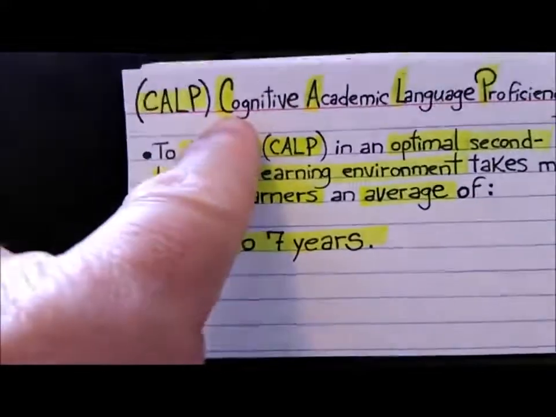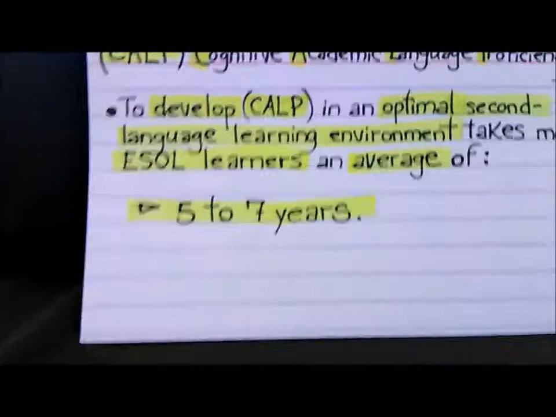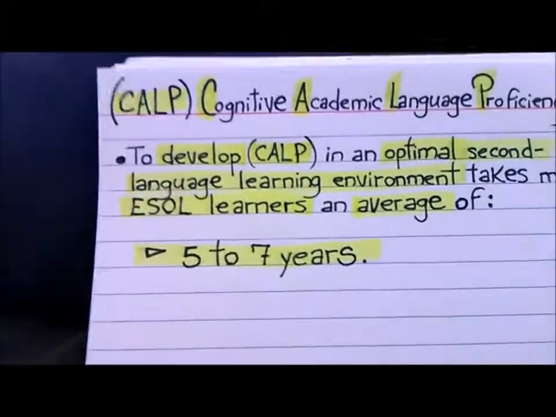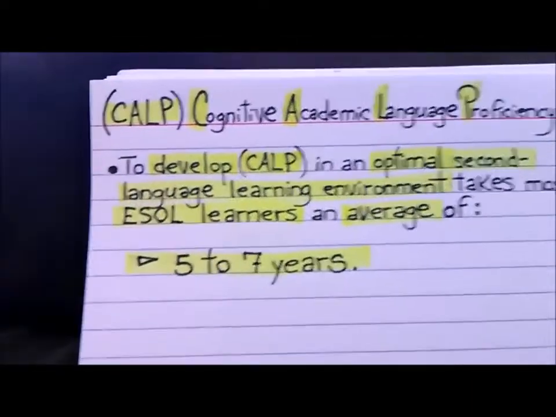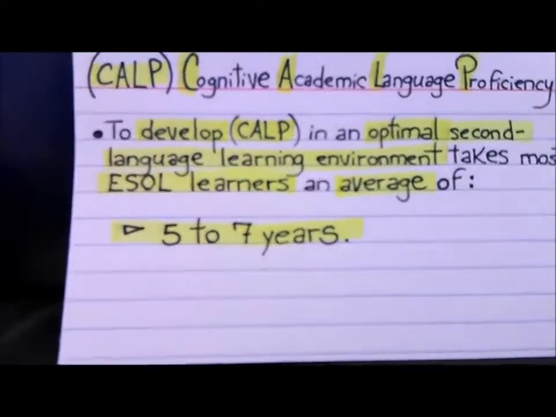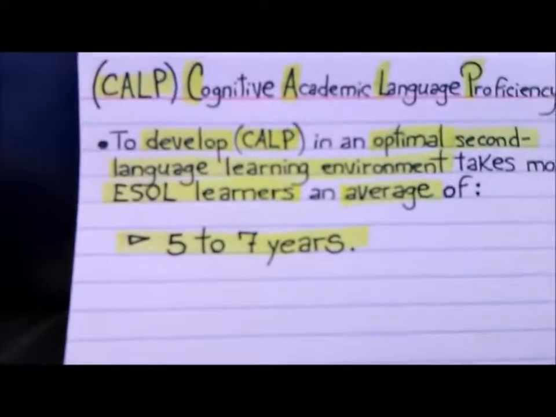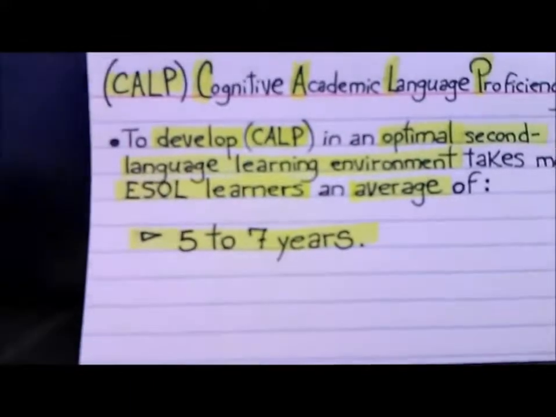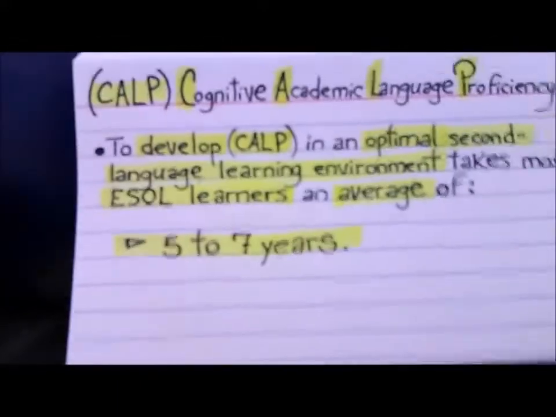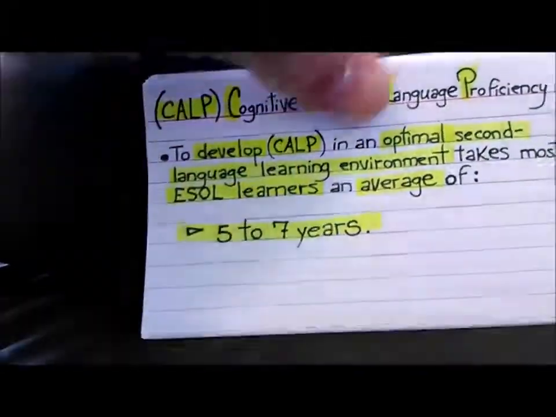All right. CALP. What is CALP? Cognitive Academic Language Proficiency. To develop CALP in an optimal second language learning environment takes most ESOL learners an average of 5 to 7 years. Okay, cognitive academic language, not the social language, academic. 5 to 7 years. Okay.